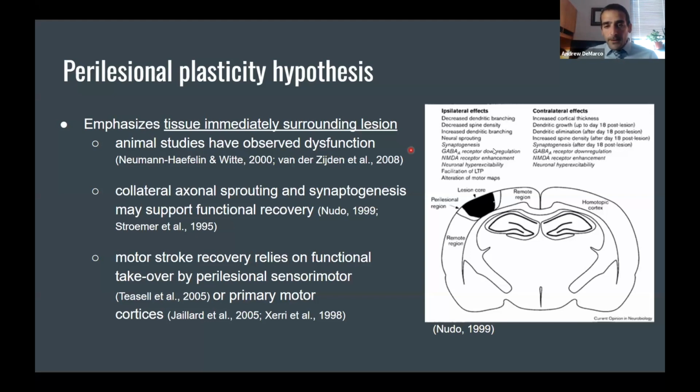And if you look over here, I hope you can see my little laser pointer, ipsilateral effects from this figure from Nudo 99. These ipsilateral effects are special things that are happening at the cellular and molecular level around the lesion. And in fact, there's evidence suggesting that these changes may also be evident in humans when, for instance, somebody has a stroke that affects their motor system, that there may be a sort of functional takeover by perilesional sensory motor cortex or primary motor cortices when those tissues happen to be around an individual's lesion.